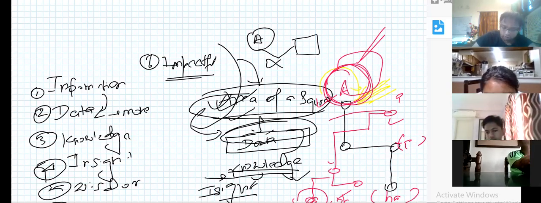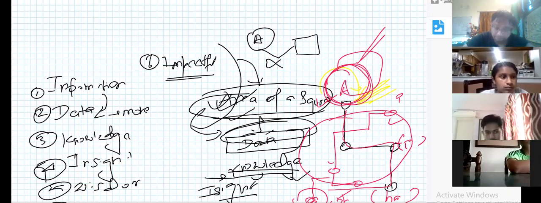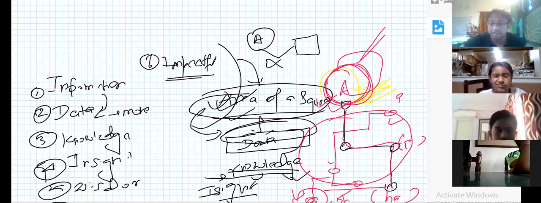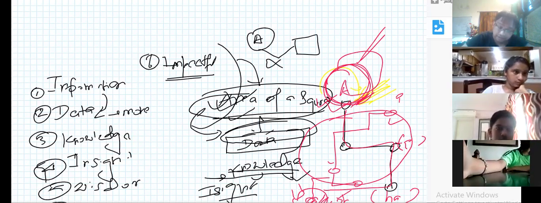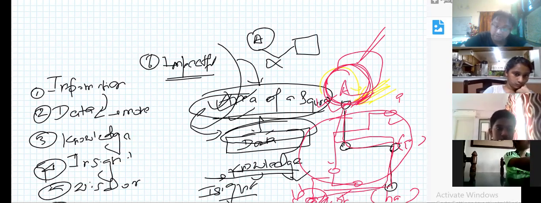I know this one already in the knowledge form. So I will find a pathway to reach from A to the last point. That is my wisdom. The more depth of A, the more depth of B. And what is the wisdom? How can I go from A to this last point?